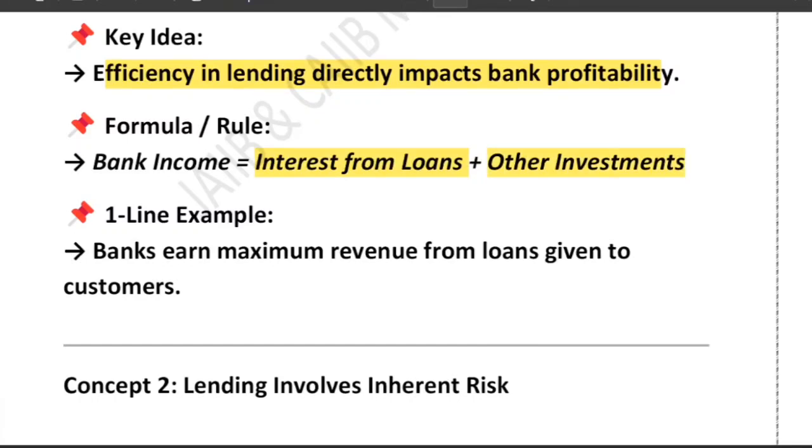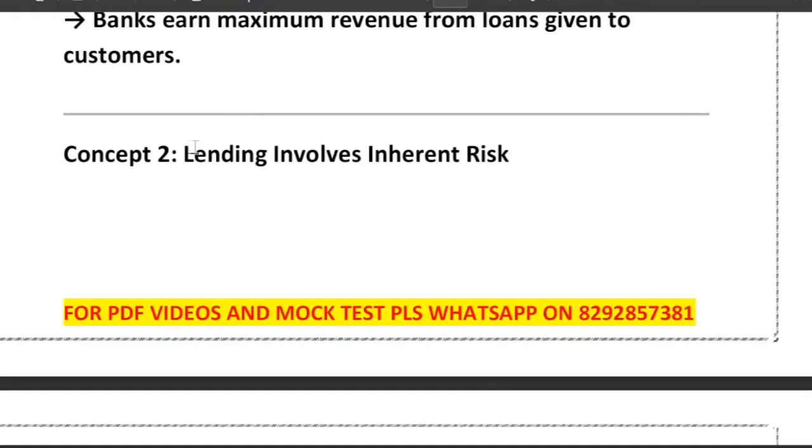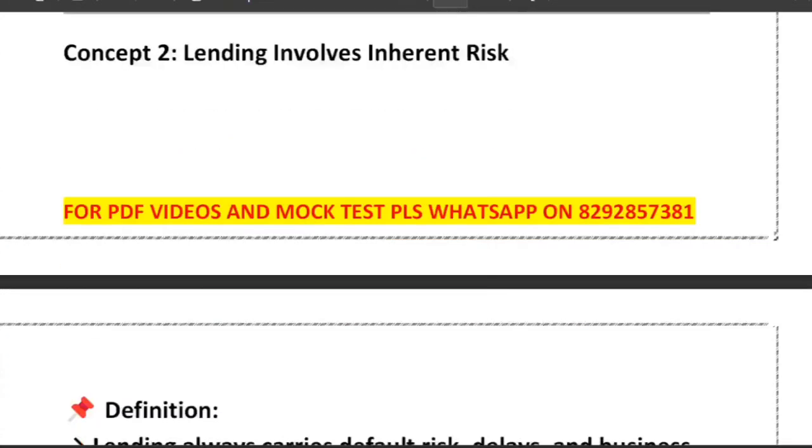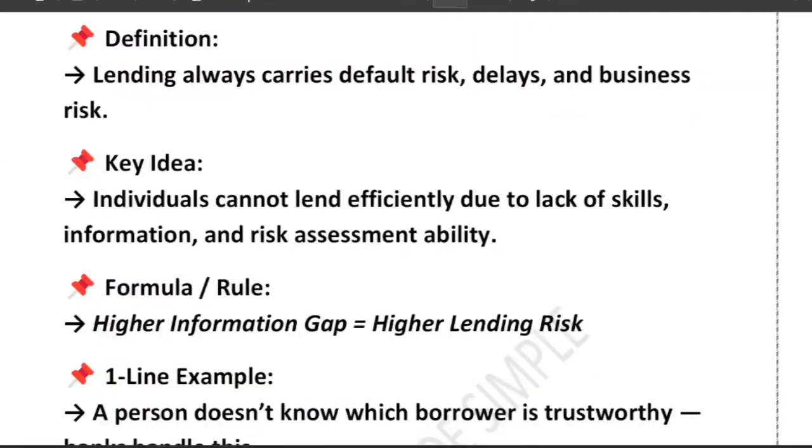The next point is lending involves inherent risk. What does it mean? Let's understand. Lending is never risk free. Borrower may delay payment, borrower may default, borrower may face business loss, right? Three things I am telling you. They can default, they can delay, they may face business risk, right?